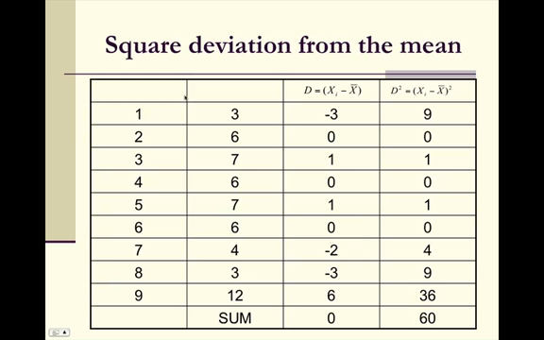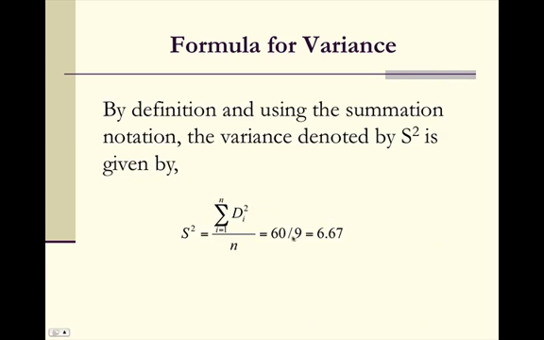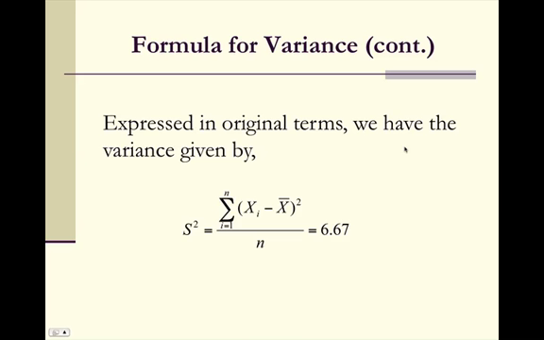So if we look at this again, mean is 6. 3 minus 6 is minus 3. 3 squared is 9. Add them, get the number 60. And right here, divide it by your population, and we've got a 6.67 variance. It's denoted by s squared. In the original terms, you can see we've got our s squared variance. We've got the sum, we've got our population, x bar squared, lowercase n our population, gives us 6.67.